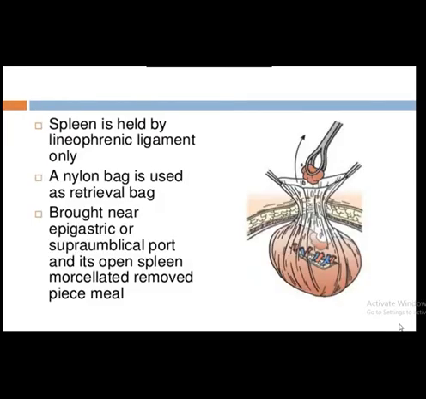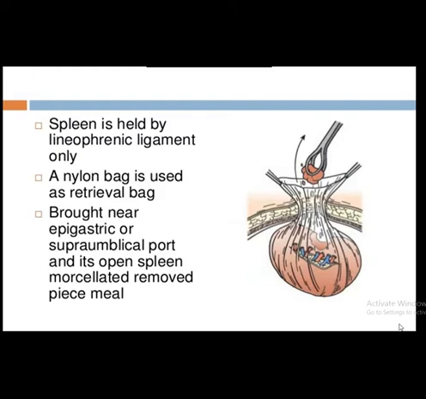The spleen is held by the lienorenal ligament only. A nylon bag is used to retrieve the spleen, with the bag brought near the epigastrium. This is the case where you are doing the laparoscopic splenectomy.